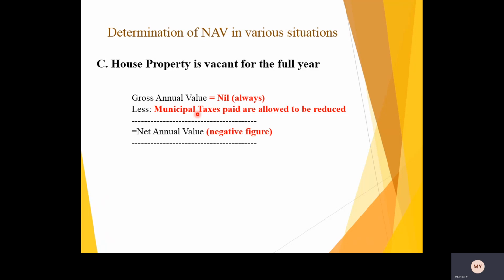Okay, in this case, government says, okay, since you have incurred a loss, you have not given your property on rent for the entire year, we are allowing you to deduct whatever taxes, that is municipal taxes, you have paid to us. We allow that you can just deduct that amount from your gross annual value, so that your net annual value will be a negative figure, so your gross total income will be reduced. Okay, if this was not allowed, net annual value would have been zero. It means in your gross total income, house property income would have been zero, but in this case your house property income will be negative, because it is a loss. Okay, municipal taxes paid are allowed to be reduced.